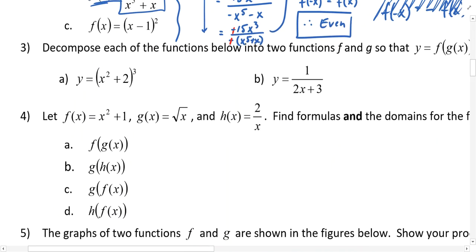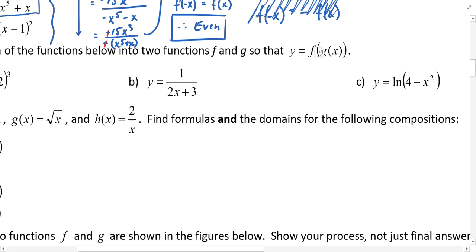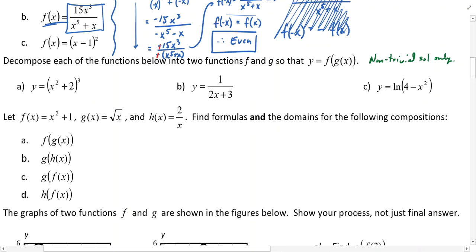In question 3, we're being asked to decompose the functions into two functions so that y is equal to f composed with g. And I should indicate that we are interested in non-trivial solutions. So I don't want you to say that f is equal to x and g of x is equal to the composed function. So we want non-trivial solutions only. So here again, I'm not going to complete all of these, but I'll choose one to complete. And maybe I'll make it C this time.